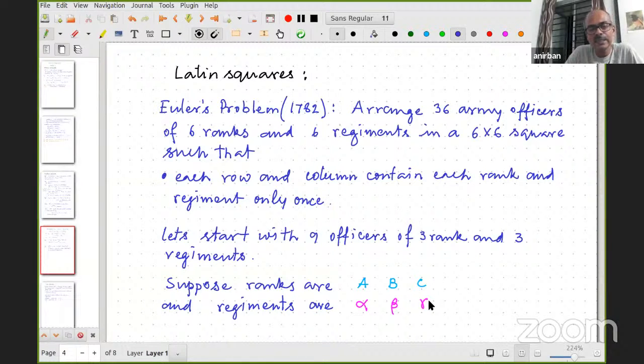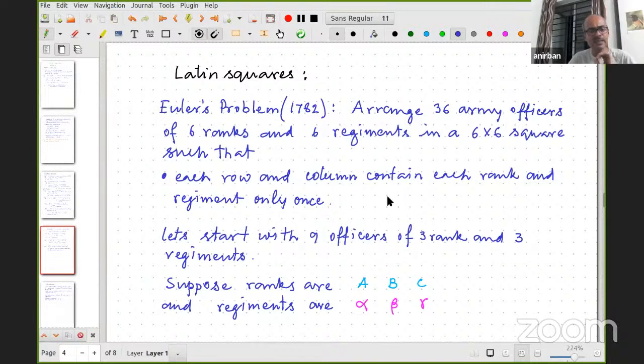They belong to 6 ranks and 6 regiments, and the problem is to arrange them in a 6 cross 6 square such that each row and column contain each rank and regiment exactly once. So each row and column should contain each rank and regiment exactly once.